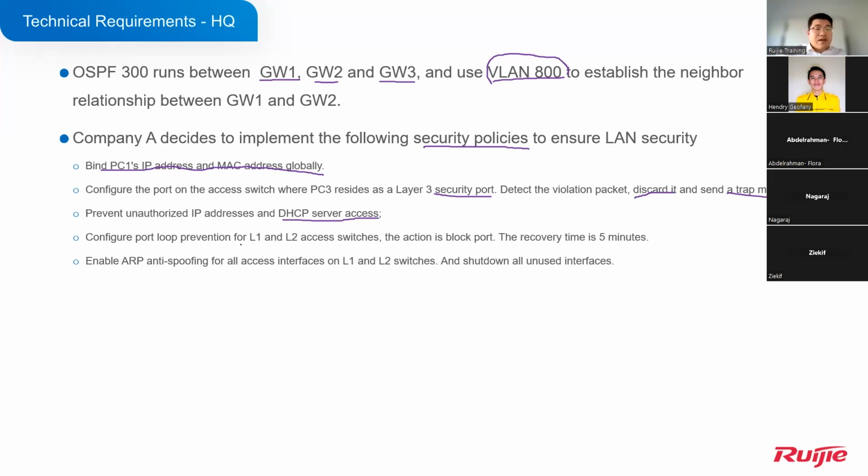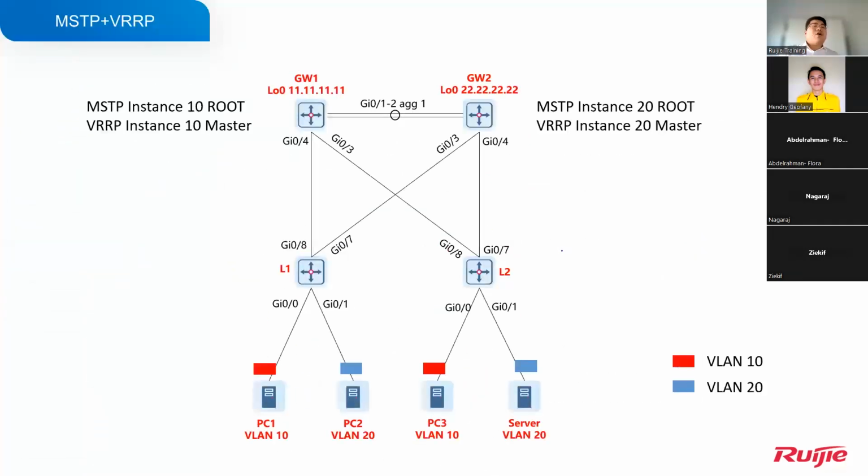Configure port loop prevention for L1, L2 access switches, and the action is block port. This is about LLDP. Enable ARP anti-spoofing for all interfaces and shut down all unused interfaces. This is about the layer 2 security requirements and how to satisfy all the requirements in HQ.